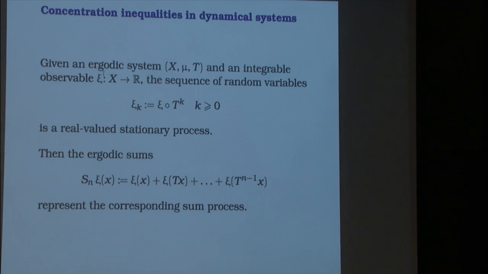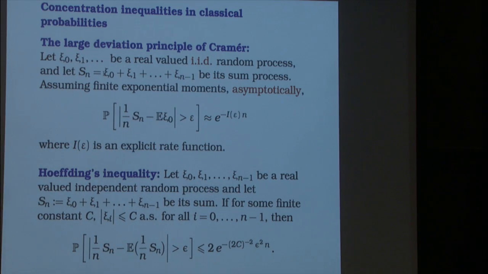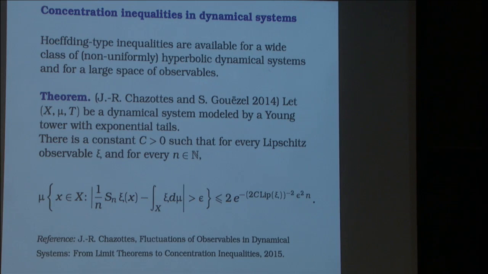By people like Lai-Sang Young, Artur Lopes and others. They studied statements in the spirit of the large deviation principle of Cramér, and statements in the spirit of Hoeffding also exist. So let me just mention a result of Chazottes and Gouëzel, who proved that a concentration of measure inequality holds for ergodic systems under the following assumptions. I'm not going to define what a dynamical system modeled by a Young tower is, but let me just say it's a system that has enough hyperbolicity in it. So in some sense, it's close enough to the IID setting.